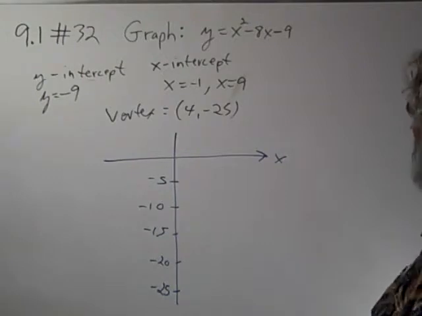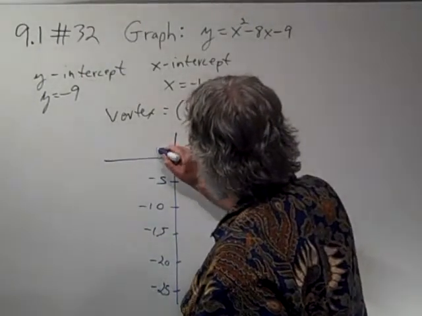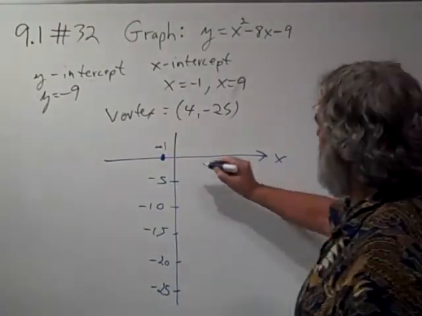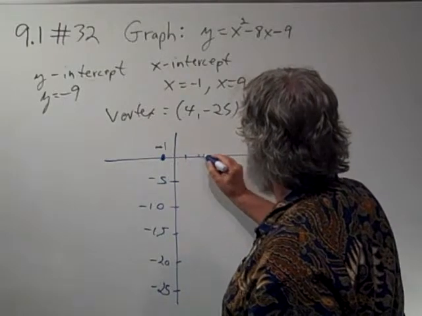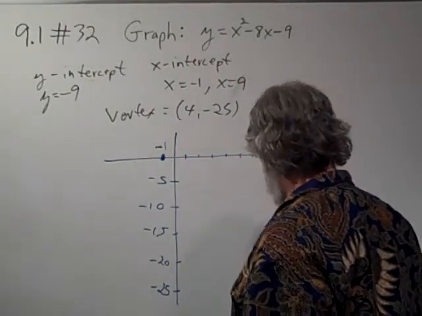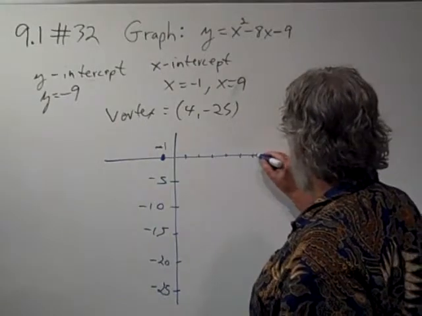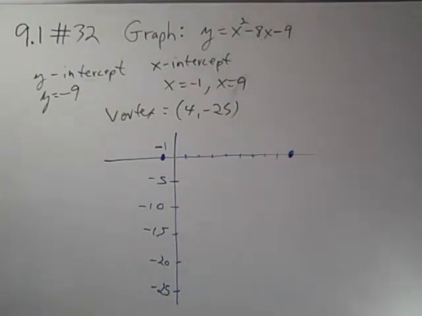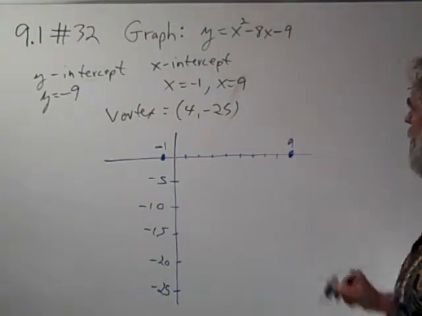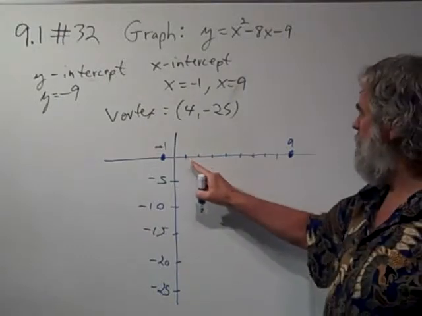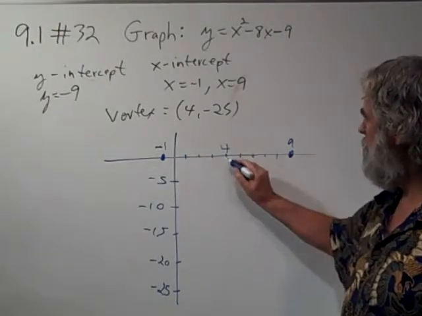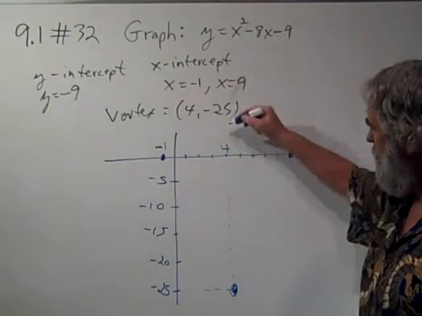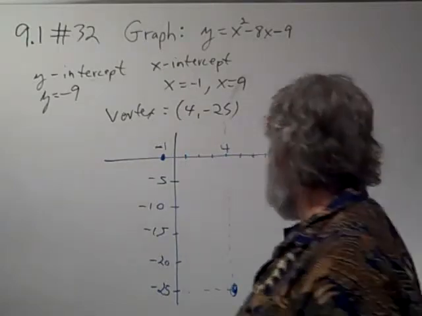Okay, now in the x department, we have an x-intercept at negative 1. Let's call this negative 1. And at x equals 9. So if that's negative 1, this is 1, 2, 3, 4, 5, 6, 7, 8, 9. Here's x equals 9. And then the vertex is at 4, 1, 2, 3, 4, and negative 25. So we have to go down to negative 25. That's the axis of symmetry of the parabola.